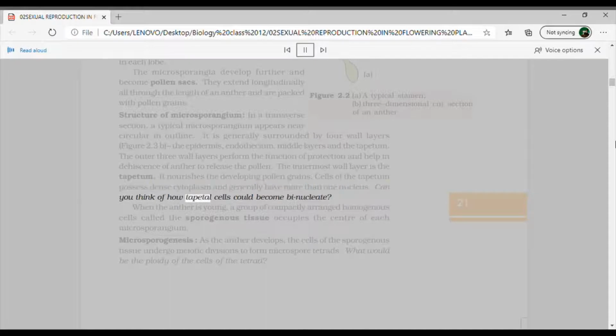Can you think of how tapetal cells could become binucleate? When the anther is young, a group of compactly arranged homogeneous cells called the sporogenous tissue occupies the center of each microsporangium.